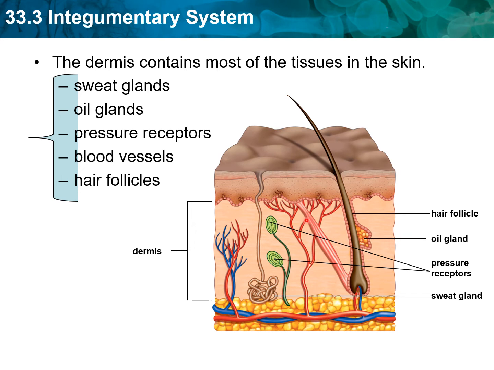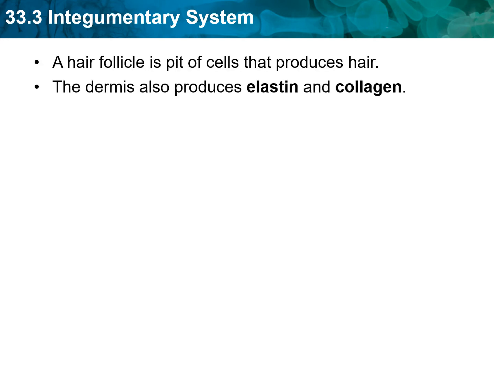Now you might ask me about this part here, which looks like a small muscle. This is responsible for goosebumps, when your hair tends to stand straight. This is because of the contraction of these muscles. So again, we have the sweat glands, oil glands, pressure receptors, blood vessels, and hair follicles, which are the base of the hair cells. A hair follicle is a bunch of cells that produce hair.